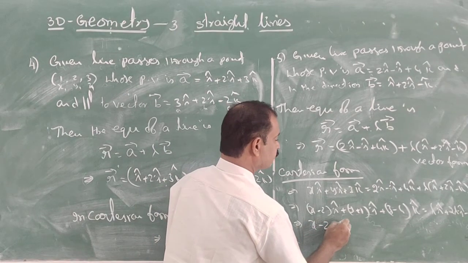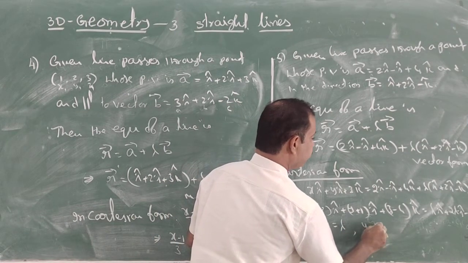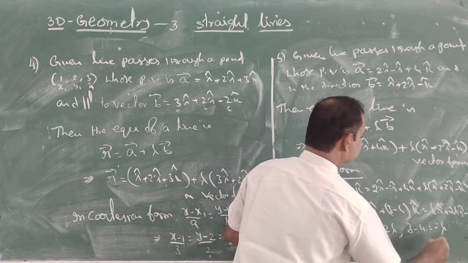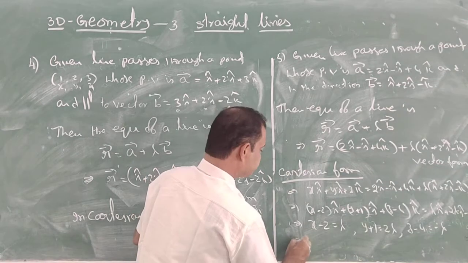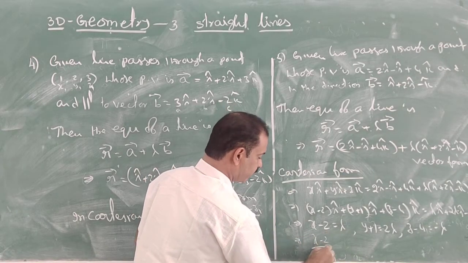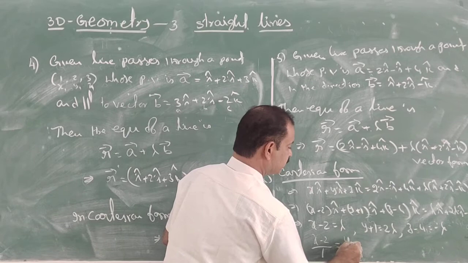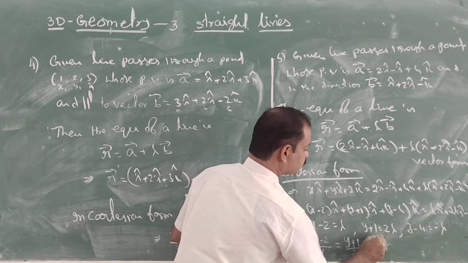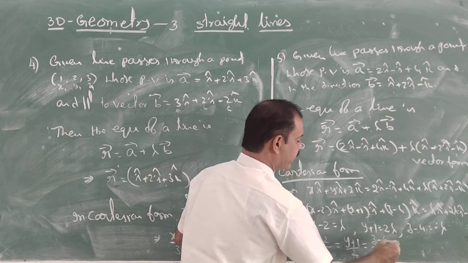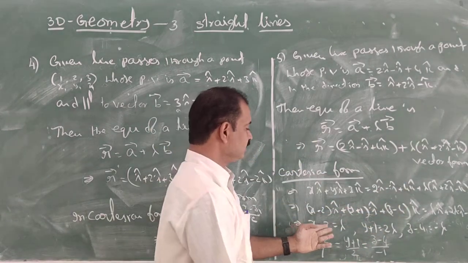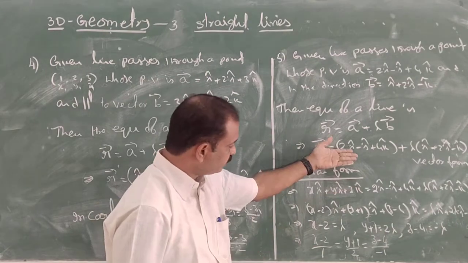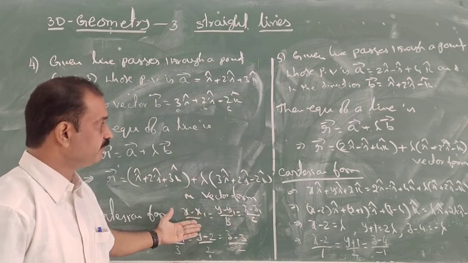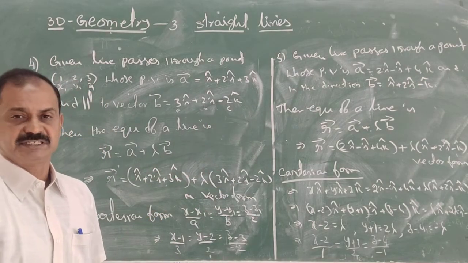x minus 2 is equal to lambda, y plus 1 is equal to 2 lambda, z minus 4 is equal to minus lambda. Now take the ratios, that is x minus 2 by 1 is equal to lambda, is equal to y plus 1 by 2 is equal to lambda, is equal to z minus 4 by minus 1 is equal to lambda, is nothing but the Cartesian form. Either you can extract, or like this you can write the formula. Whichever is convenient for you, you can follow this method.